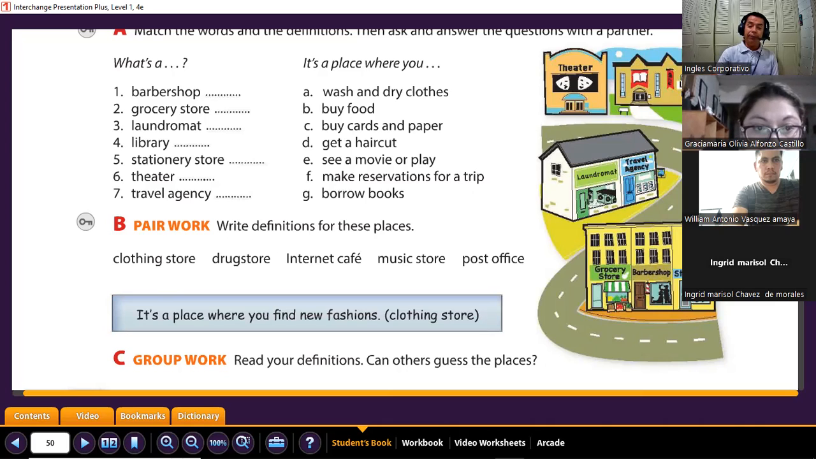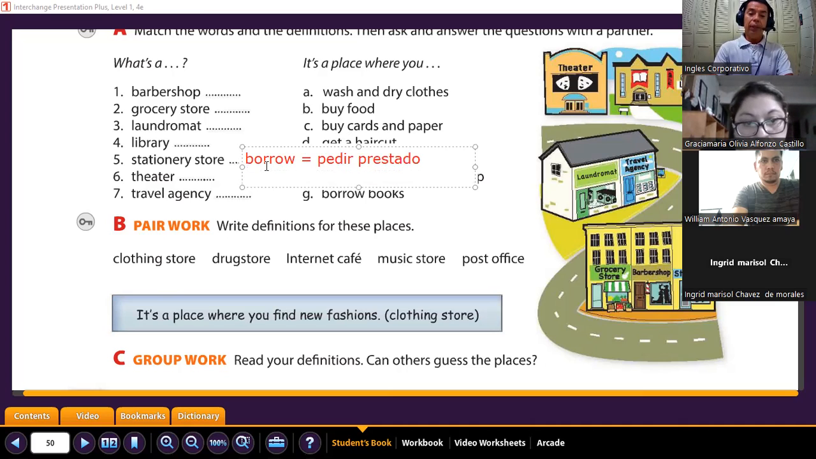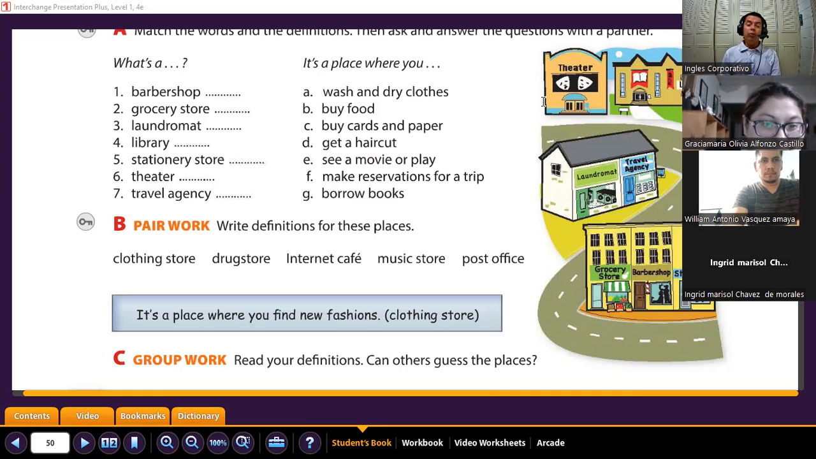By the way, let me explain this, right? Borrow is pedir prestado. And lend is dar prestado. When you say, I borrow your book, you say, yo te pido a ti tu libro para yo usarlo. Then you say, I lend my book, yo te doy mi libro a ti para que tú lo uses. Es prestado, pero te lo voy a dar yo a ti. Lend, right? Understand? Okay. So, in this case, we say, is a place where you borrow books.